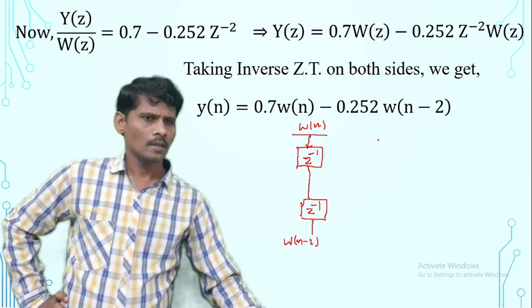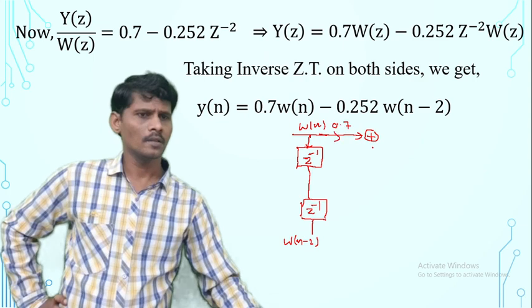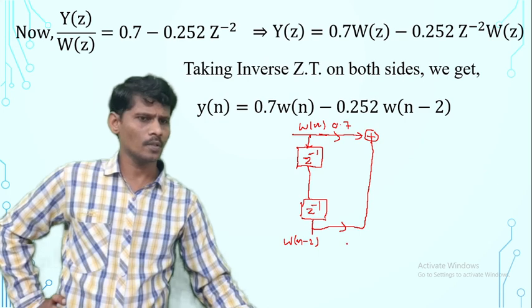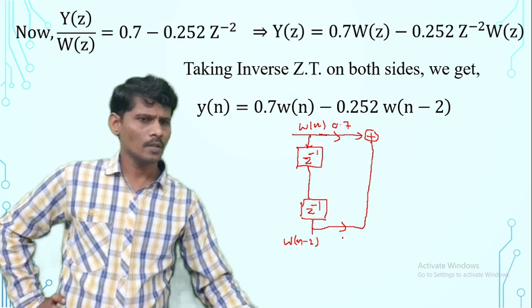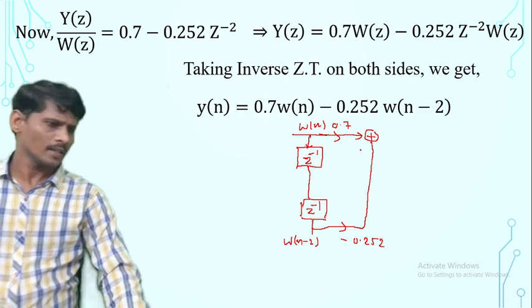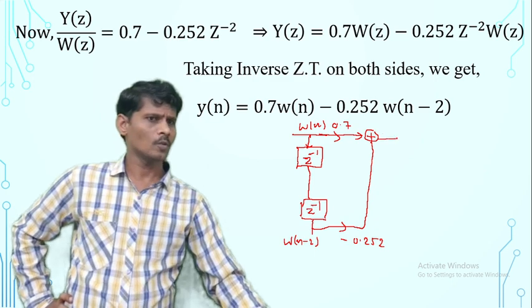Now we will consider only one summing point. And what is the w of n coefficient? The coefficient is 0.7. And this summing point is connected to the w of n minus 2. And what is the coefficient of w of n minus 2? The coefficient of w of n minus 2 is minus 0.2522. So this is the realization structure of this difference equation. This difference equation is satisfied in this realization structure. And what is the output of this realization structure? The output is y of n.